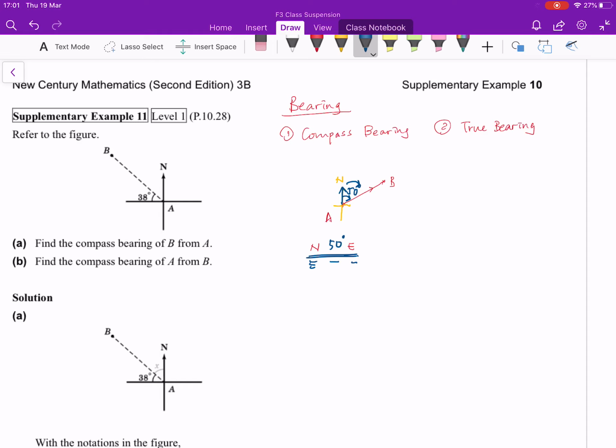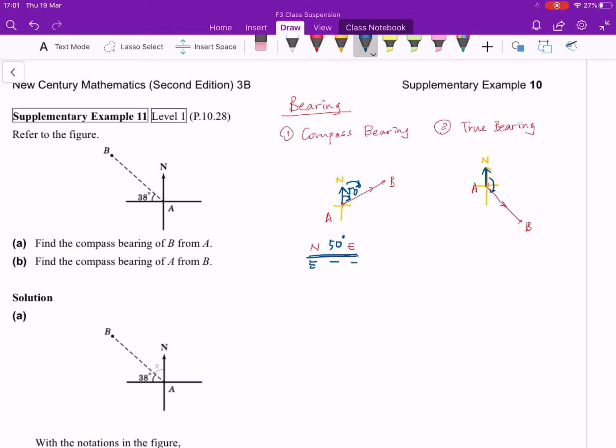And then for true bearing, similarly, if I have a point A, you are standing at A, and let's say this time B is somewhere here. For true bearing, you are standing at A, so I'll draw a cross on A also. For true bearing, we'll use it in this way. Assume you are always looking at N at the beginning. And then you will turn your head in a clockwise direction until you can see B.